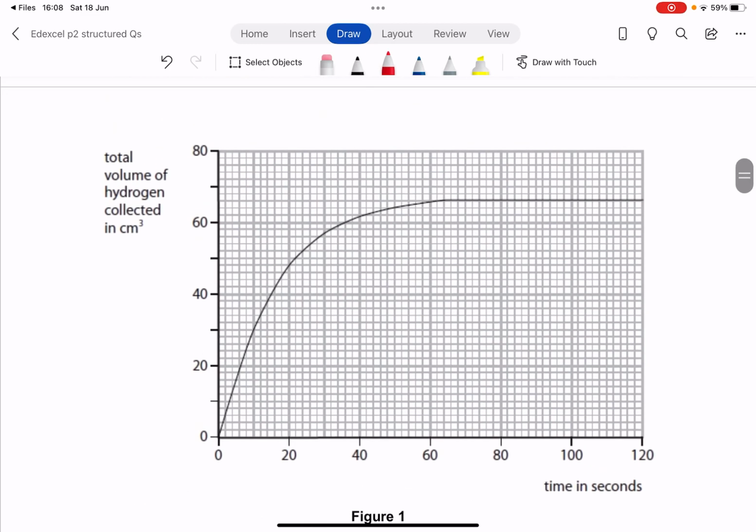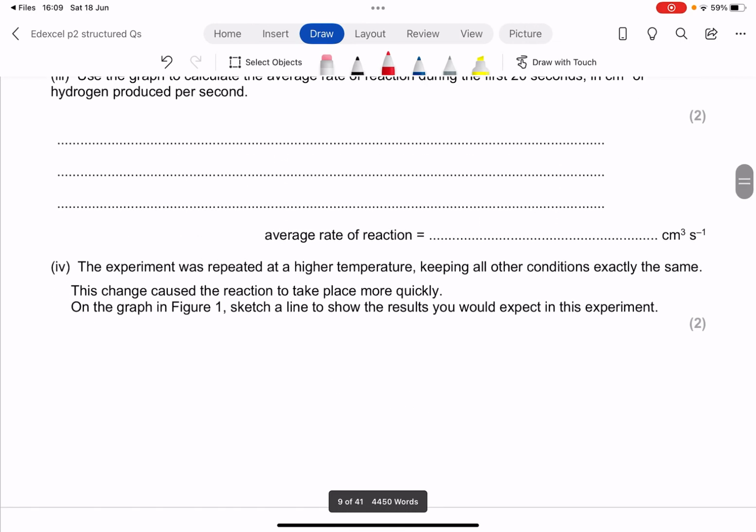When you have a graph like this, and if the question says work out the rate at 20 seconds, we need to take a tangent here. I'm going to do this freehand, but you need a ruler, and basically the gap here and the gap here need to be similar in terms of area, and you just take the gradient of that line. Right, moving along.